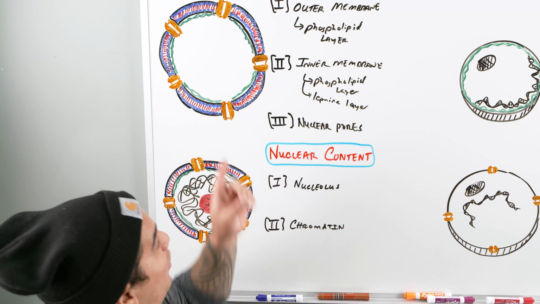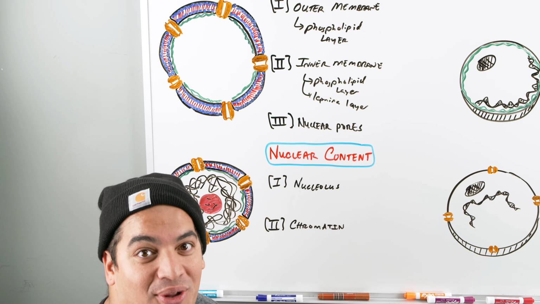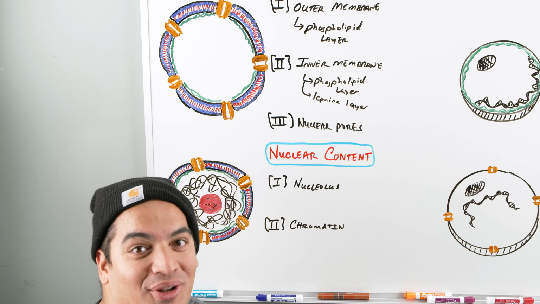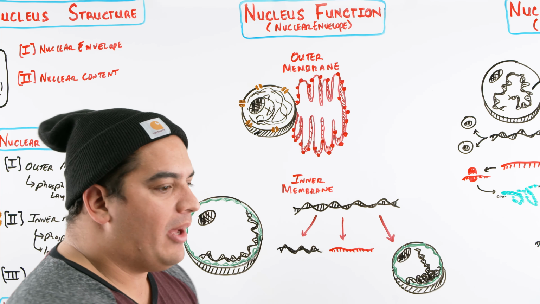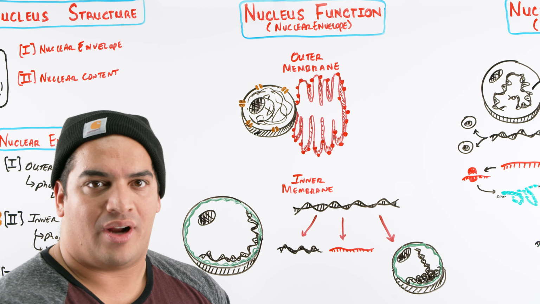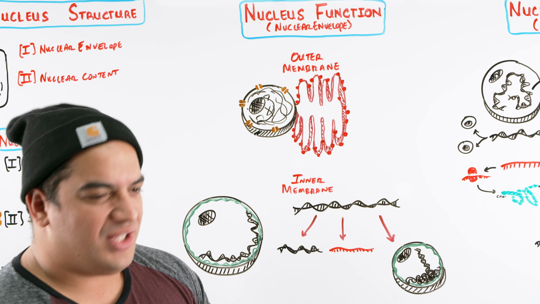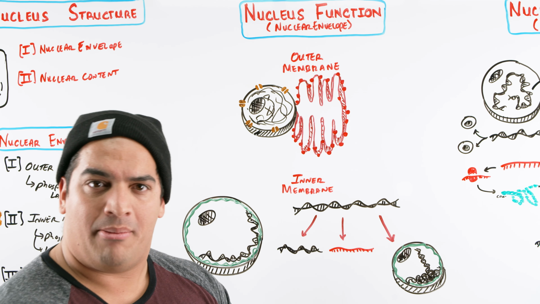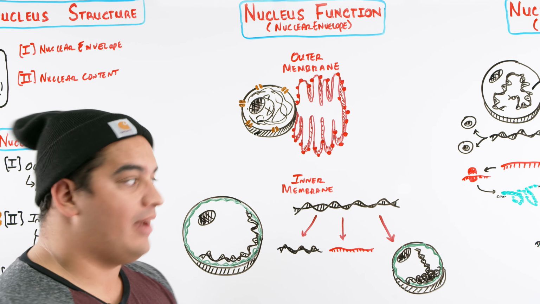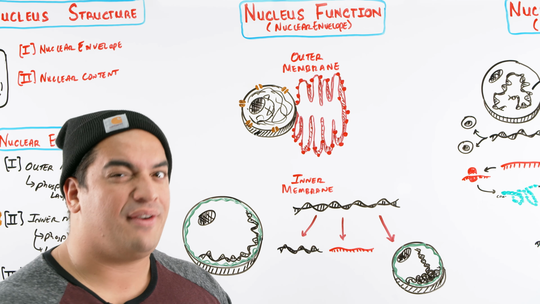Now, let's dig into a little bit more detail on the functions of the nuclear envelope and then the functions of the nuclear contents. All right, my friends, so now we get to talk about the functions of the actual nuclear envelope. We're going to go through each step in a little more detail. We know it's made up of the outer membrane, the inner membrane, and the nuclear pores. Are there some specific functions to that?